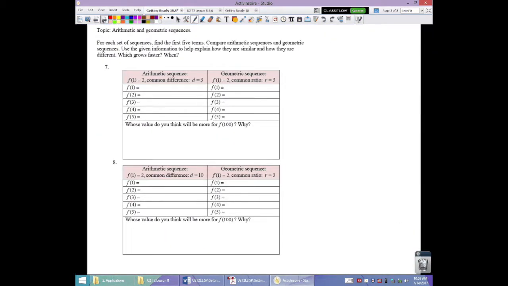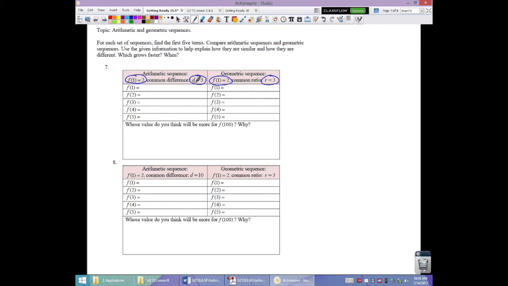All right, still looking at sequences, but a little change in directions here. So first, we're going to find the first 5 terms. We'll do that as if it were an arithmetic sequence, and then do it as if it were a geometric sequence. Same starting value and same rate of change, just difference being, is that rate of change a common difference or a common ratio? And then we'll try to explain which one we think would get us quicker or get us a larger value for f of 100, and why is that?